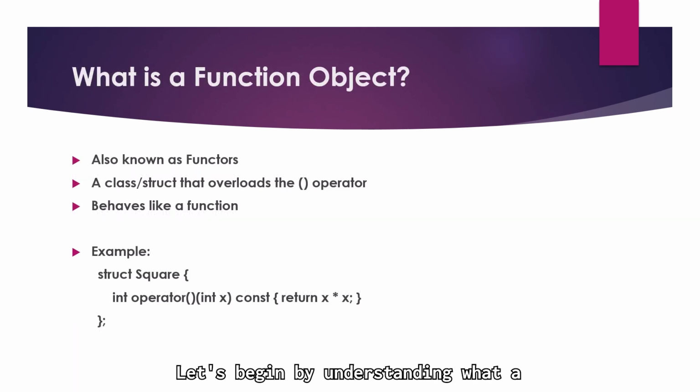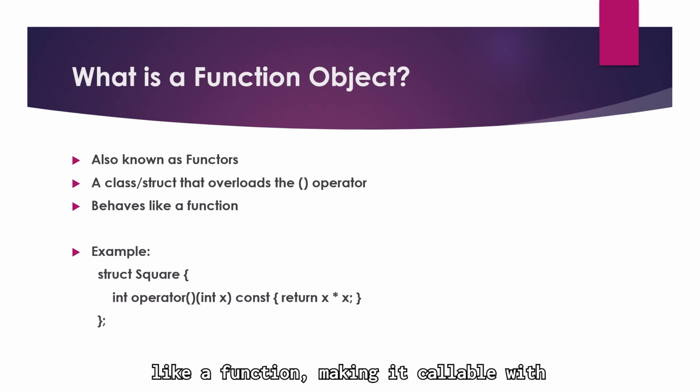Let's begin by understanding what a function object is. A function object or functor is simply an object of a class or struct that overloads the operator(). This gives the object the ability to behave like a function, making it callable with the bracket syntax.